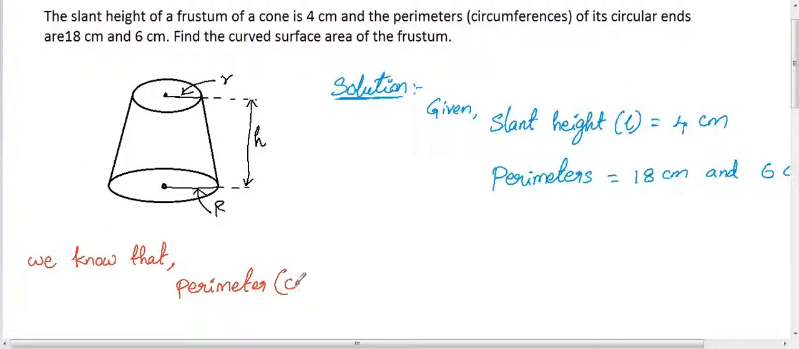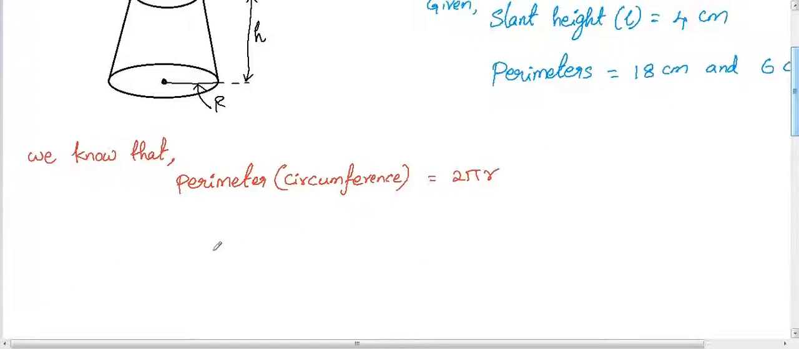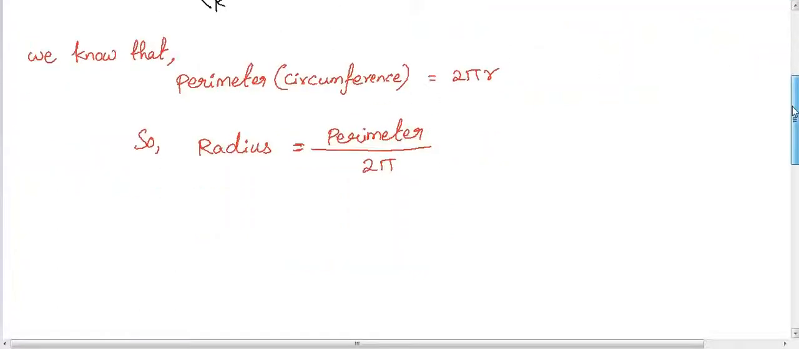So the perimeter of the circle is 2 pi r. So how to find the radius from the perimeter? I mean, if the perimeter is given, how do we find the radius? Perimeter is equal to 2 pi r, so the radius r is equal to perimeter divided by 2 pi. So this is the formula to find the radius of the circle if the perimeter is given.